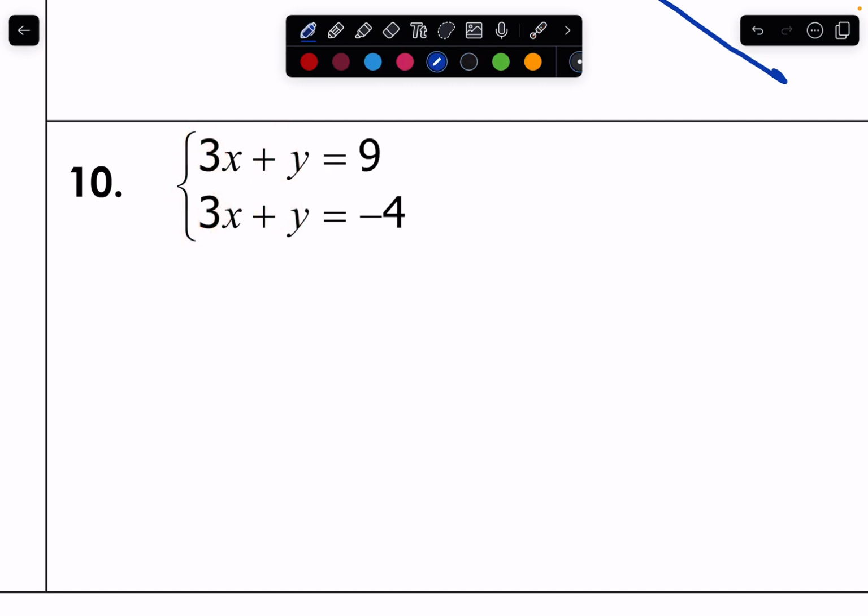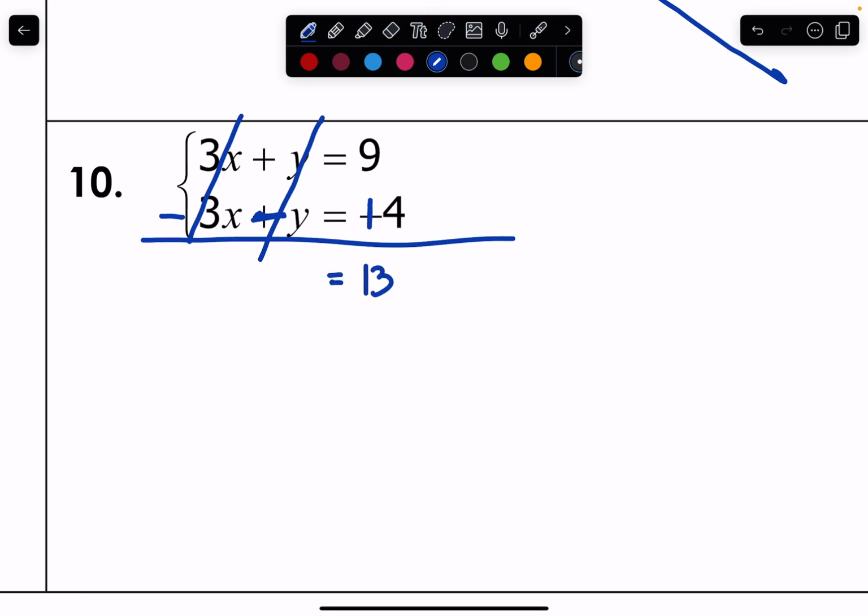So if I try to subtract this, look at what happens. I have 3 minus 3. That is going to cancel out to nothing. I have y minus y. Again, we're subtracting that entire bottom row. Y minus y also goes away. 9 minus a -4, that's a +4. 9 plus 4 equals 13.